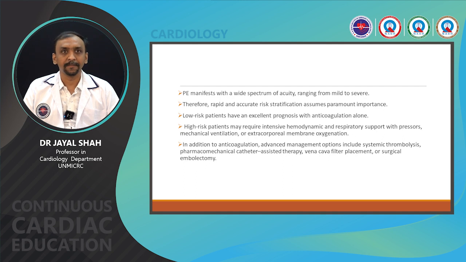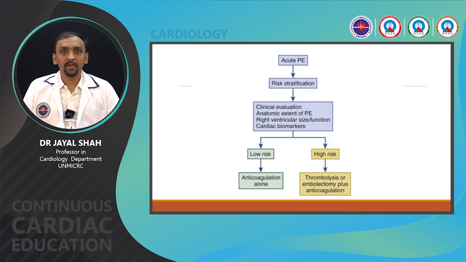Patients with acute PE are risk stratified on the basis of clinical evaluation, anatomic extent of pulmonary embolism, right ventricular size and function, and cardiac markers, into either low risk or high risk, and ultimately the management is decided thereby.